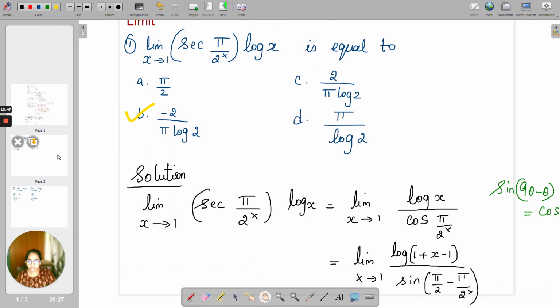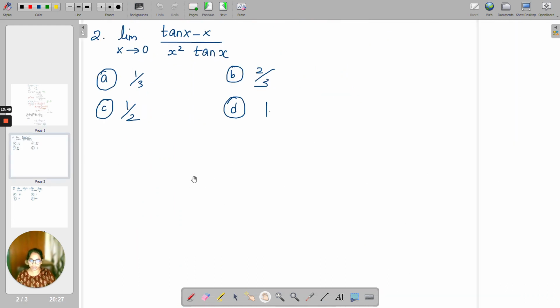Moving on to our next question, that is tan x minus x divided by x square tan x. Let me write that down. Solution: substitute in the place of x and apply the limits. What would you get? What is the value for tan 0? When I ask you the value for sine 0, tan 0, you should picture the unit circle. You should remember the unit circle. From that, what is the value of tan 0? Isn't it 0?